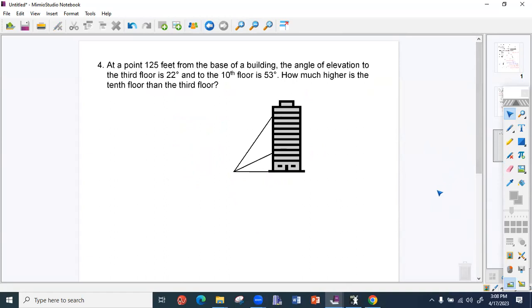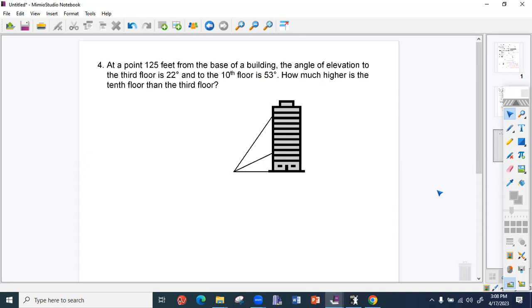So the last one here, we have at a point 125 feet from the base of a building, the angle of elevation to the 3rd floor is 22 degrees, and to the 10th floor is 53 degrees. How much higher is the 10th floor than the 3rd floor? I was like, nowhere does this say length. The 10th floor, then the 3rd floor.